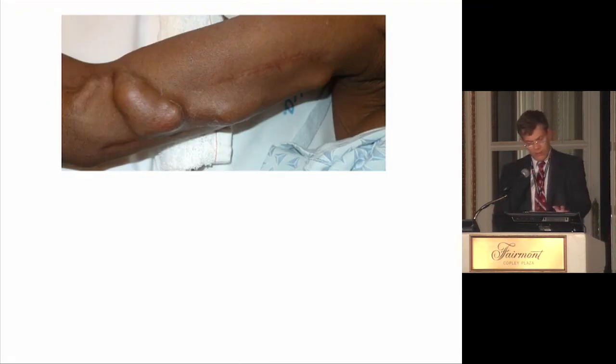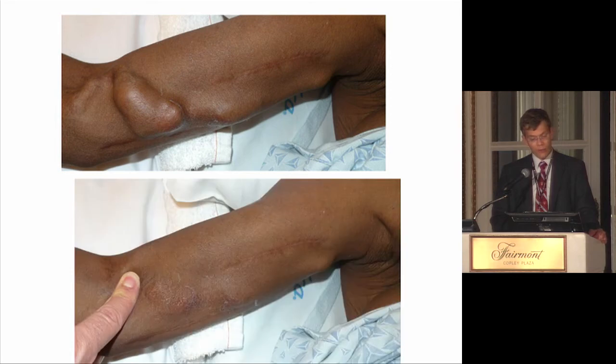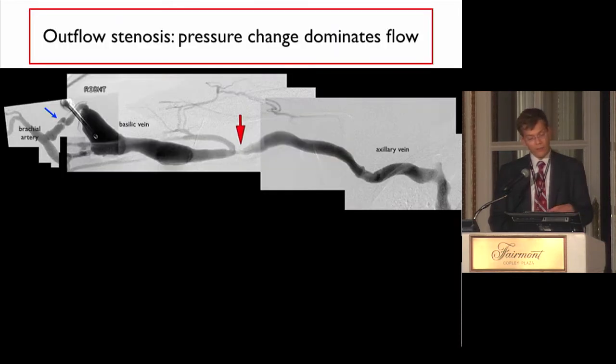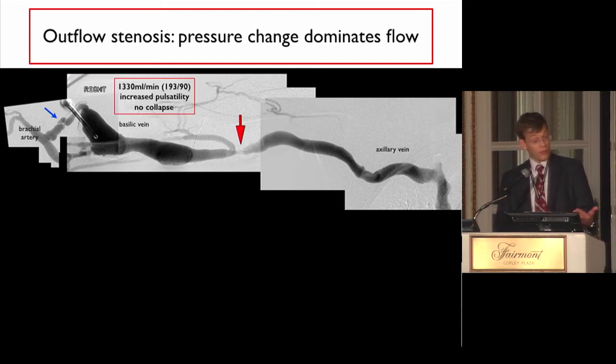So here's an access. It's distended at the needle insertion sites. In this setting, if you occlude the flow, it completely collapses. If you do an angiogram, you can see that there's an outflow stenosis indicated by the arrow. You have about 1,300 flow with a blood pressure of 190 over 90. So the mean arterial pressure is 120, and the intra-access pressure is 92 measured.